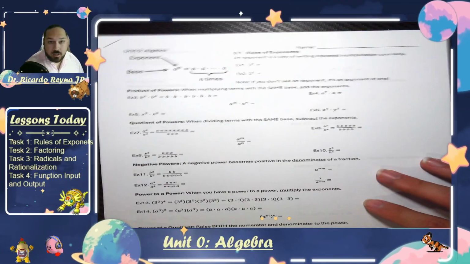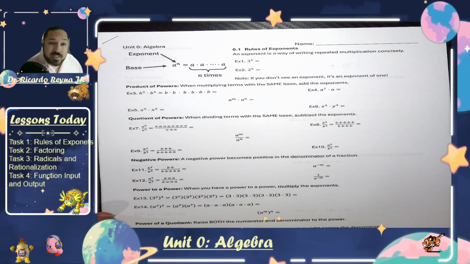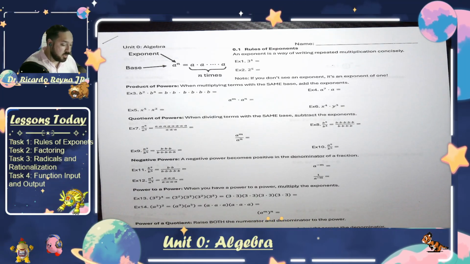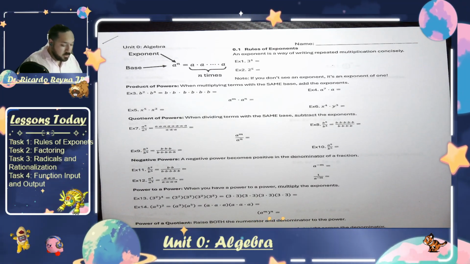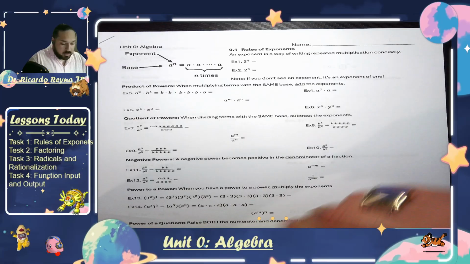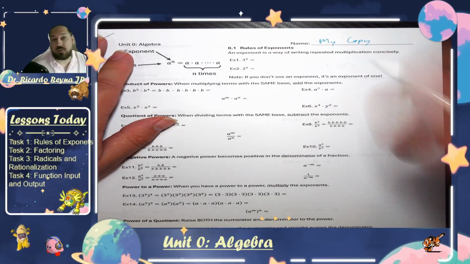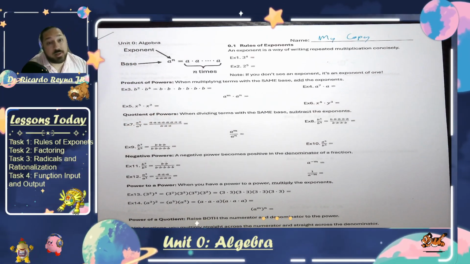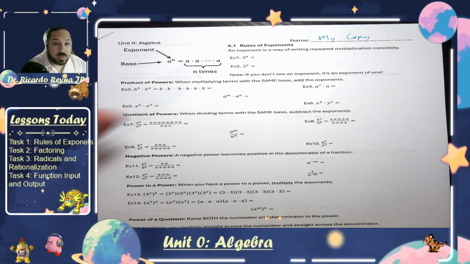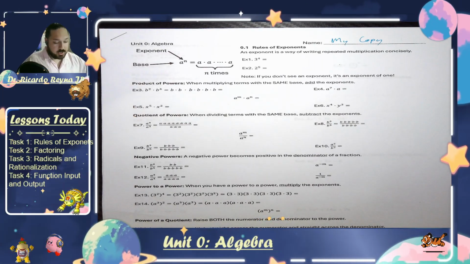Okay. So today we're going to learn some rules of exponents. We're going to do some factoring ideas, radicals and rationalization, and then functions, inputs and outputs. Okay, so let's get started with this set of notes. So hopefully you have these printed out. If you don't, I heavily encourage you to pause the video and go print these out and get them with us for today. Okay. So, let's get started.